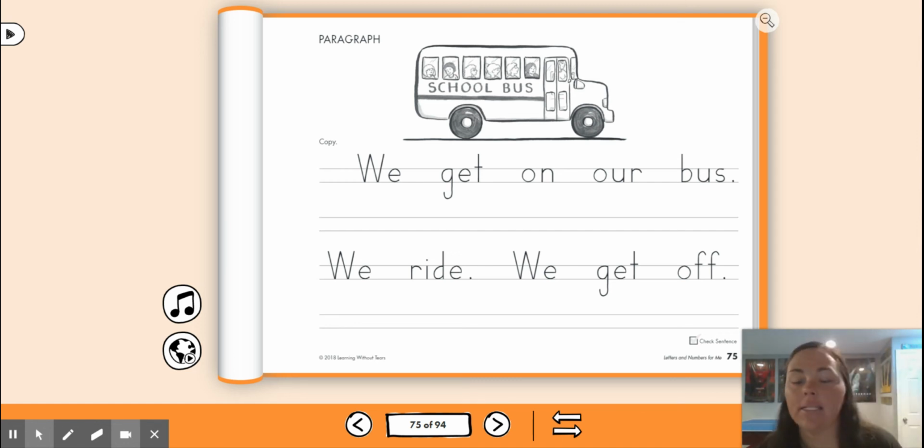Today for handwriting, since we are finished learning about lowercase letters, we're just going to practice and review some parts of a sentence and review. This page is actually about a paragraph. So a paragraph is going to be multiple sentences put together.